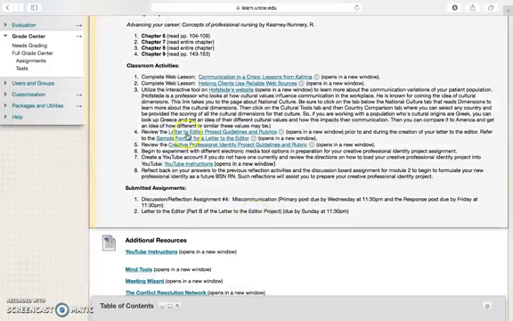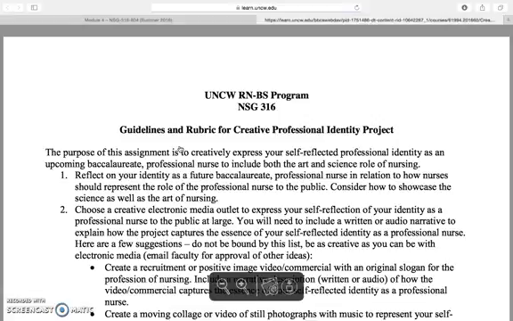All right, so next, in your classroom activities, we'd like for you to evaluate and review the Creative Professional Identity Project Guidelines. This is not due this week. In fact, it's not due for a couple more weeks. However, we like for you to start reviewing these guidelines and this rubric because there are some tools that you will have to familiarize yourself with.